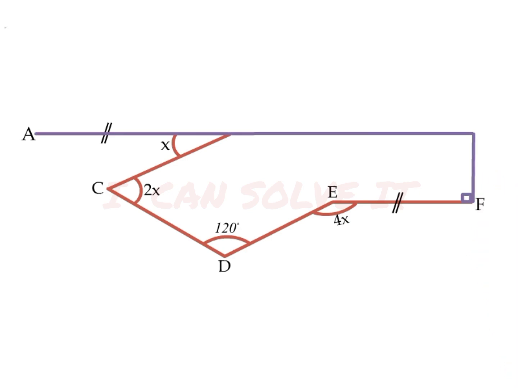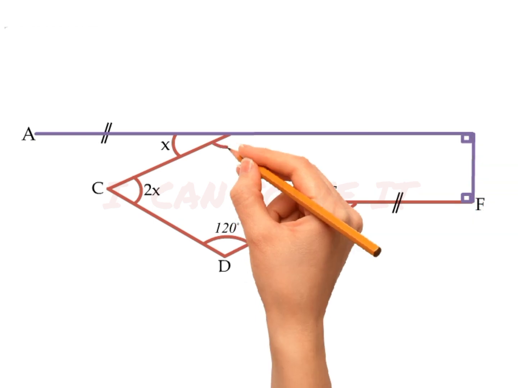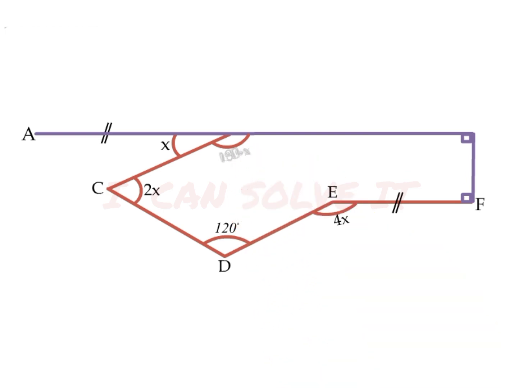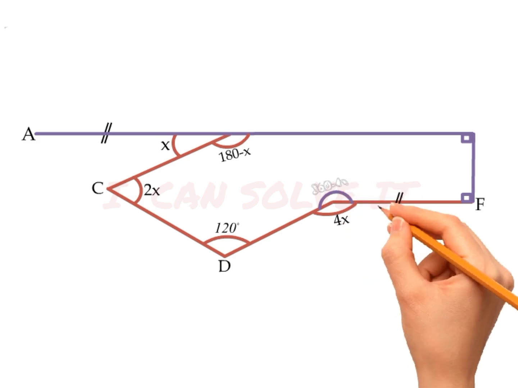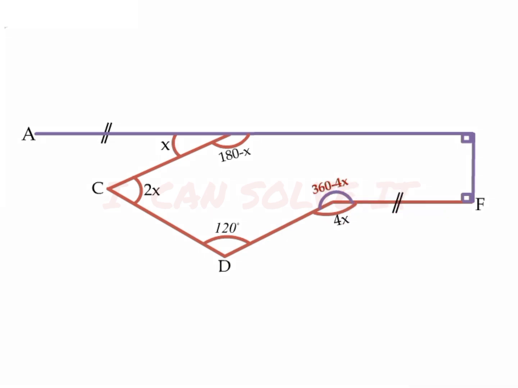an enclosure. Since angle on a straight line is 180 degrees, the angle here is 180 degrees minus x. For angle E, angle at a point is 360 degrees. Hence the reflex angle here is 360 degrees minus 4x. Like we did in the previous solution, we count the number of sides this polygon has. 1, 2, 3, 4, 5, 6. So there are 6 sides here in total.